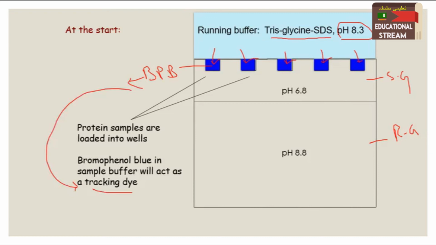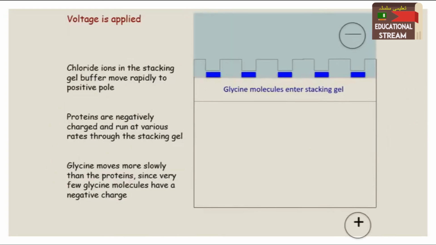We add it in the sample buffer. Sample buffer is a buffer in which we prepare the sample, and in it we add the bromophenol blue, which is used to track the sample. As we have loaded it in the well, we know that the sample is in the well. What will happen next? When the voltage is applied, it has a negative terminal and positive terminal. We attach the negative terminal port and the positive terminal port, and we supply the voltage.